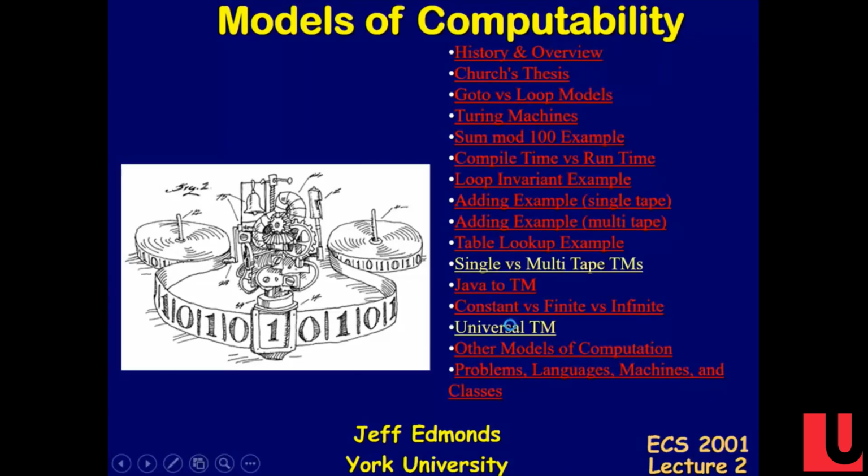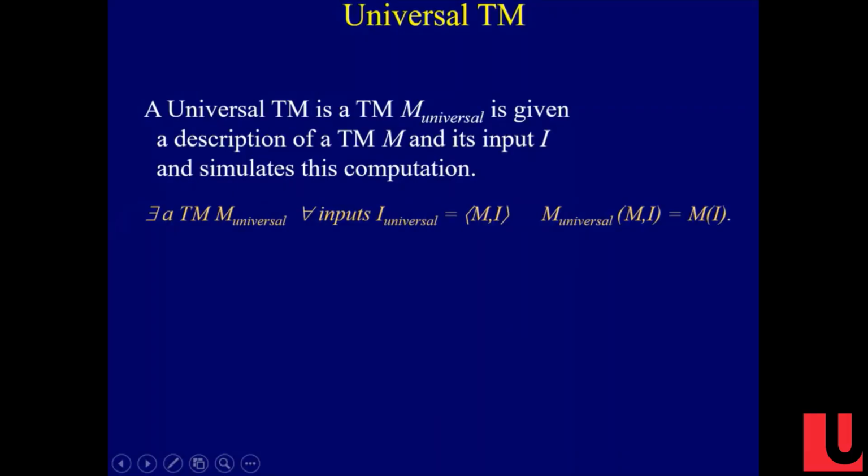Machine, we saw that we need a special type for the input. So here's the statement for the universal Turing machine. We're saying there exists one Turing machine called the universal Turing machine. And what does it take as input? It takes the description of a Turing machine M and an input to the Turing machine M. And what it does on this input is it simulates M on I. So the output of the universal machine on M and I should be what M does on I.